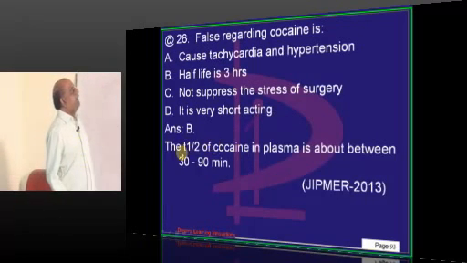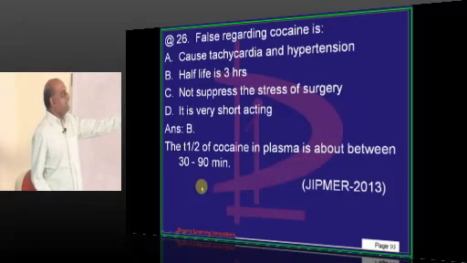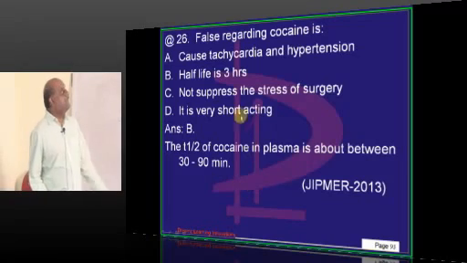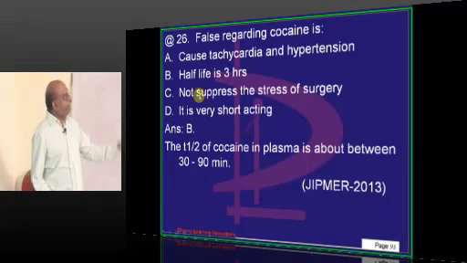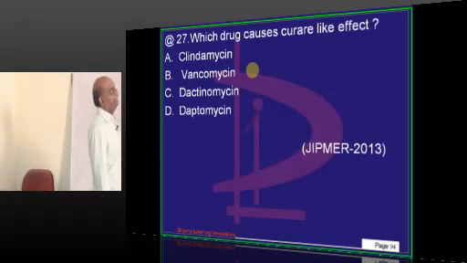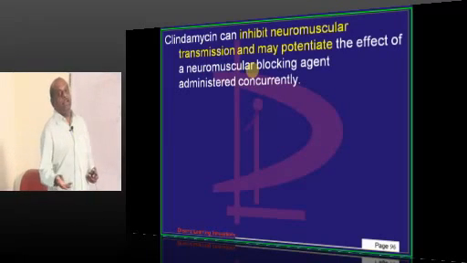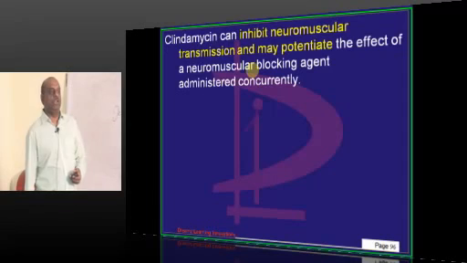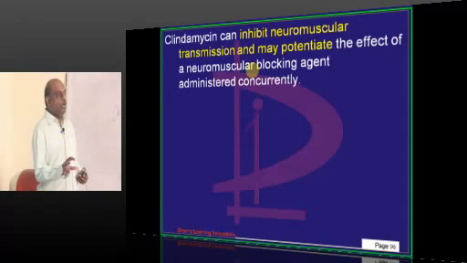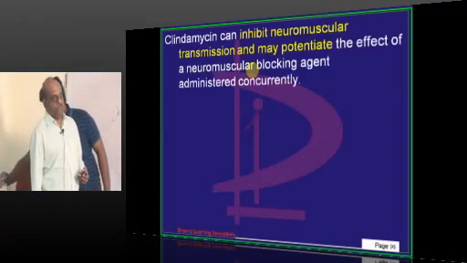What is wrong about cocaine? The examiner is testing your knowledge too much on the half-life of cocaine. T-half is about 30 to 90 minutes. I say if it is a numerical-based question, better if you can get it by elimination, fine. If you are unsure, better leave it in a negative marking exam. Curare-like effect: clindamycin can inhibit neuromuscular transmission. Aminoglycosides also have the ability to prolong the neuromuscular blocking effect, is what I want to underscore to all of you.